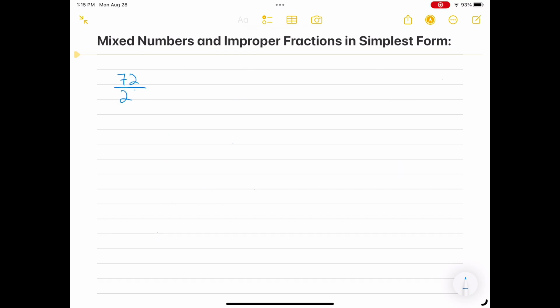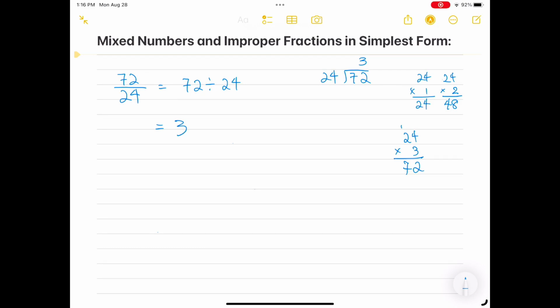Okay, let's write 72/24 in its simplest form. So we start by writing 72 divided by 24. And 24 goes into 72 how many times? We write out some multiples of 24. So 24 times 1 is 24, 24 times 2 is 48, and 24 times 3 is 72. So 72 over 24 is 3. 72/24 equals 3.